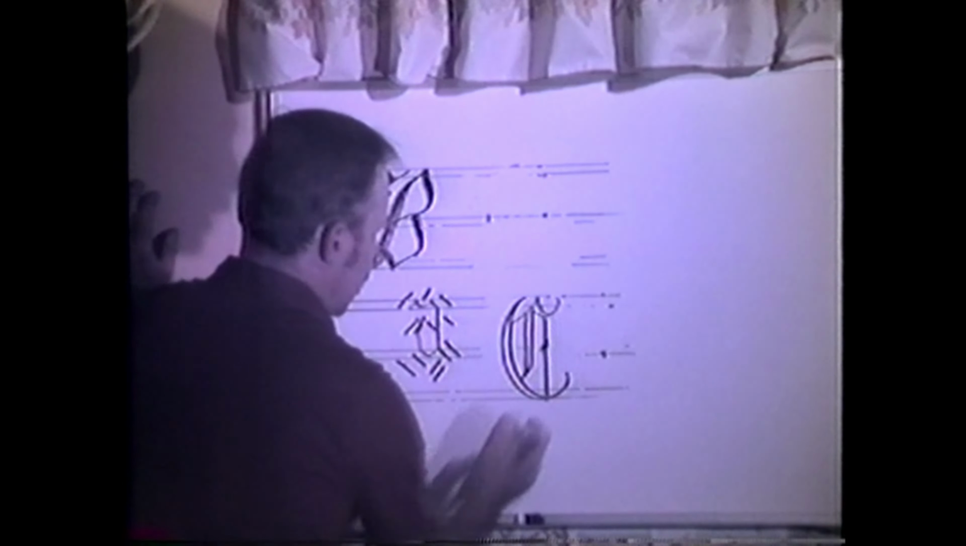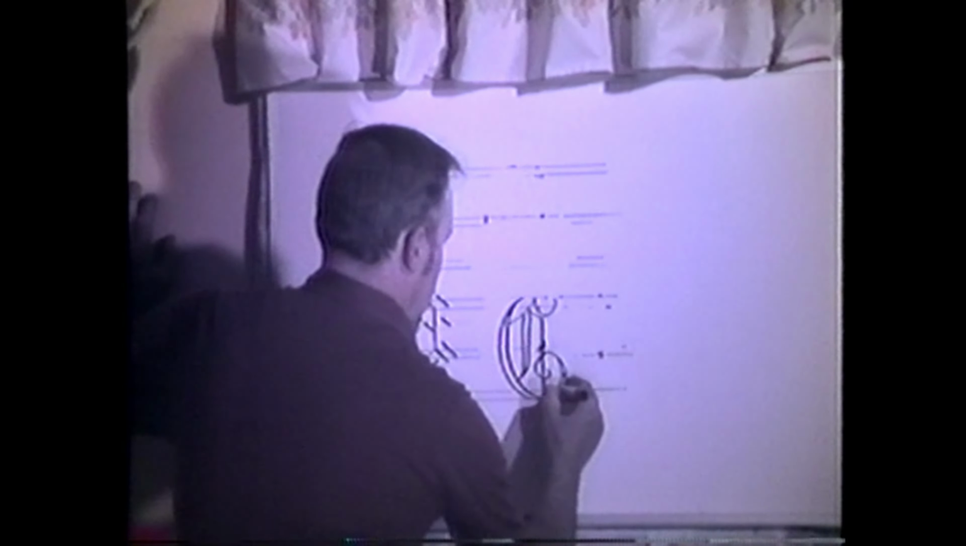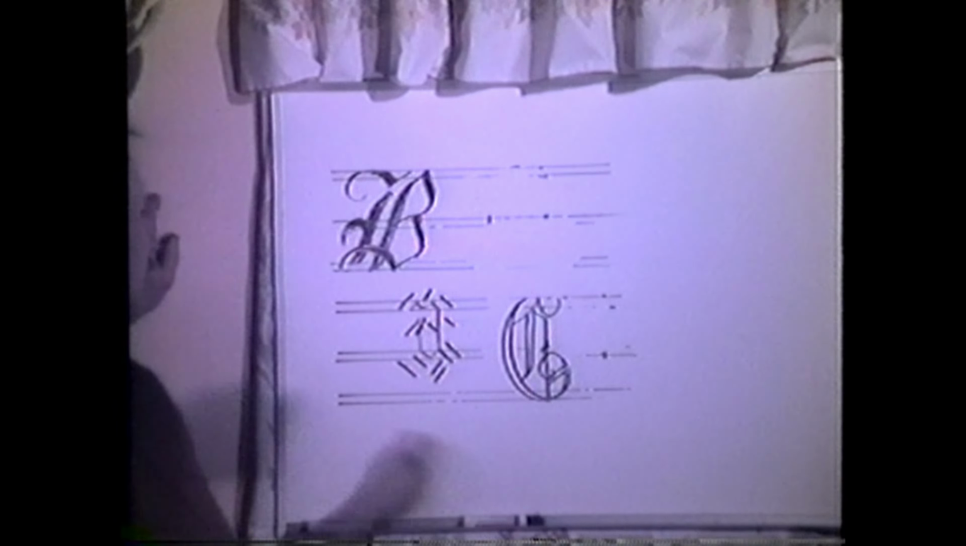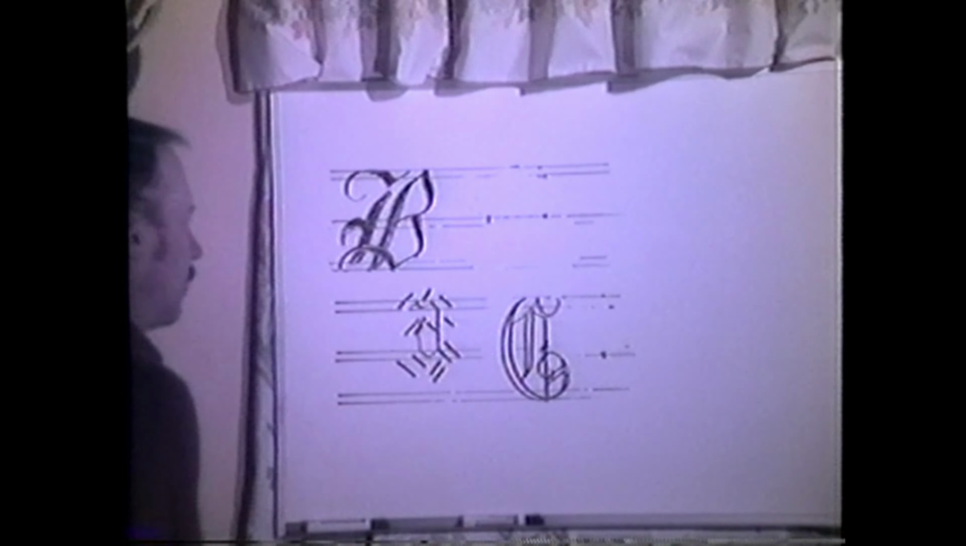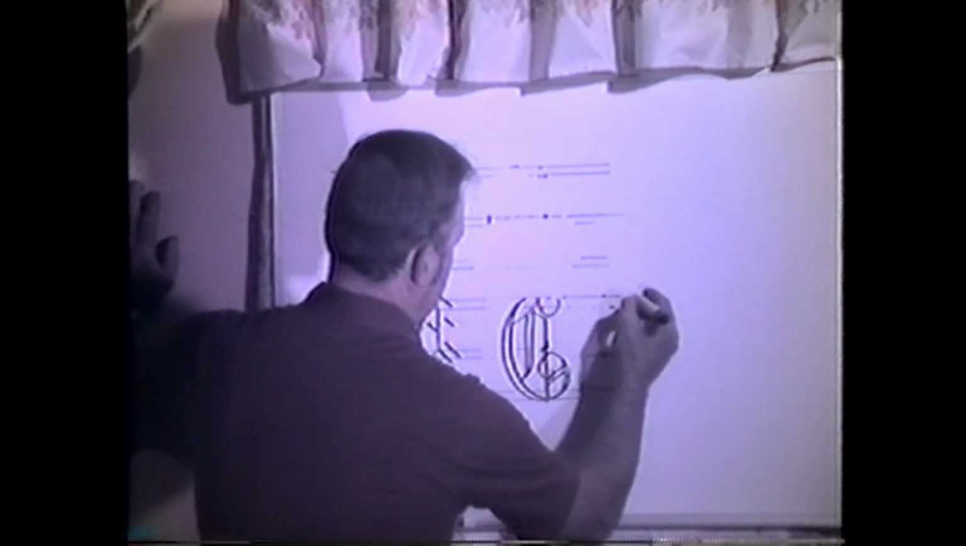Looks something like that. The only difference in the C and the G is come around like that. Sometimes you'll find two little lines right in here. That again, that's kind of an optional thing. Doesn't have to be. And the M and the W are very confusing.